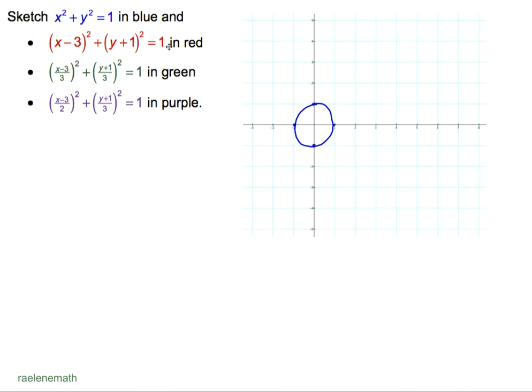Now, when we take a look at the equation of the red circle, we can see that every point is going to be translated 3 to the right and 1 down by that same vector, including the center.